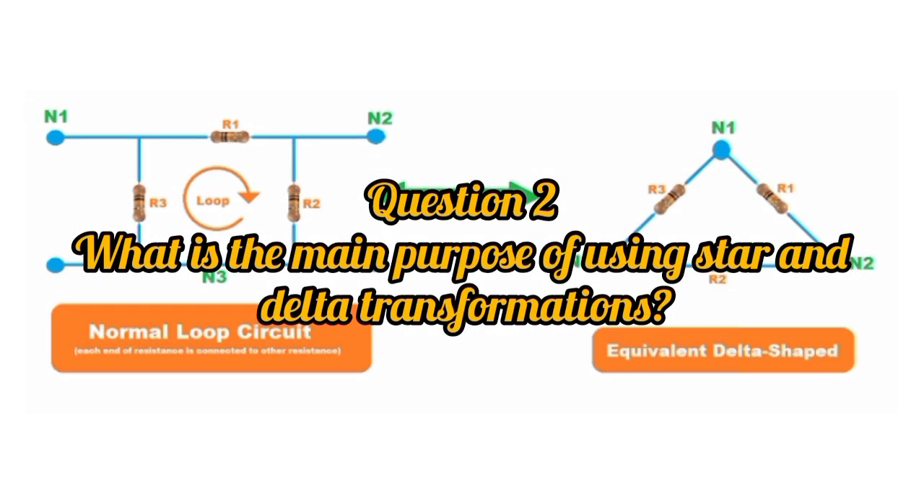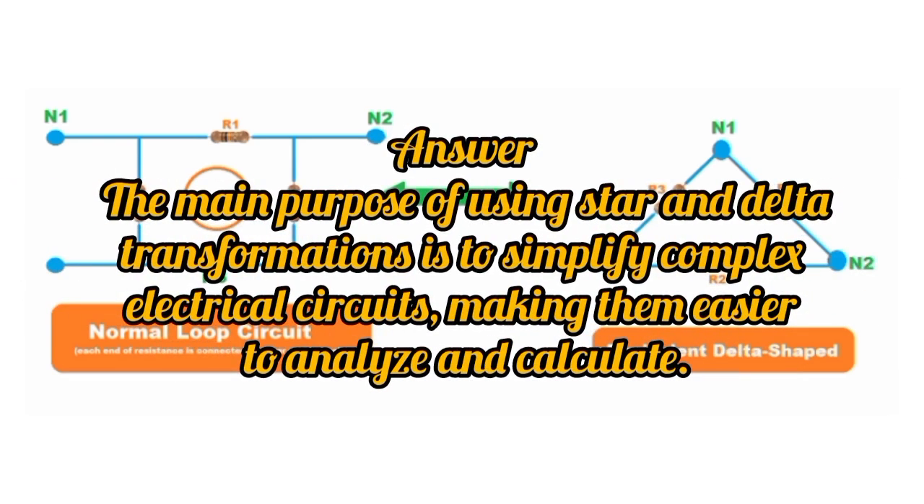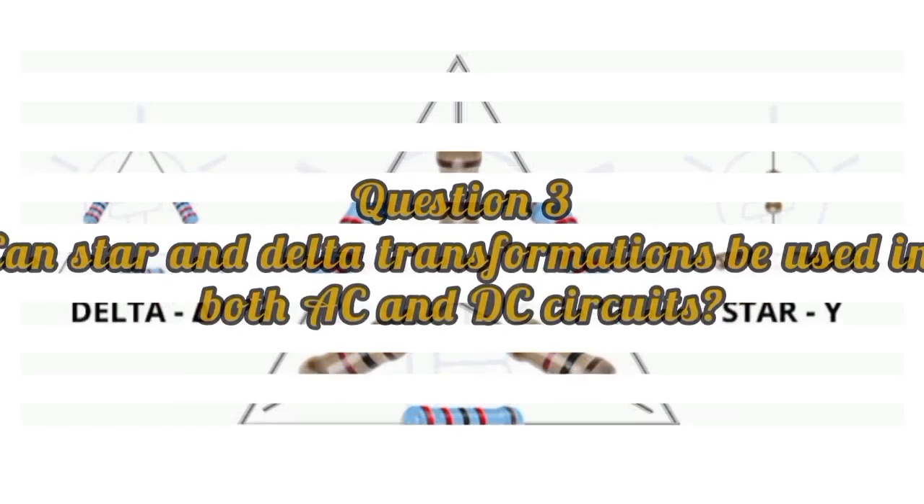Question 2. What is the main purpose of using star and delta transformations? Answer. The main purpose of using star and delta transformations is to simplify complex electrical circuits, making them easier to analyze and calculate.